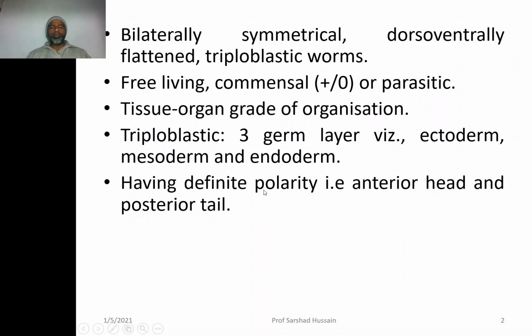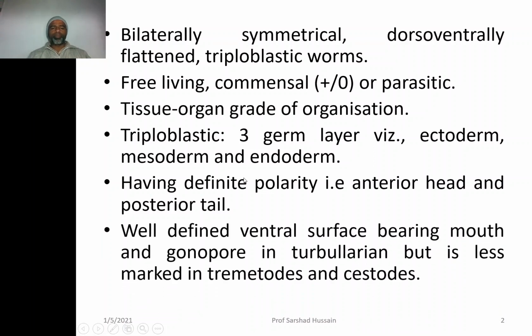Because you always remember that whenever we talk of animals, they have an anterior end having the head and a posterior end having the tail. Till now, we have discussed phylum Protozoa, Porifera, Coelenterata. They were not having polarity. They were not having an anterior end with a head and a posterior end with a tail. But from now onwards, you can see that they have well-defined polarity. They do have a well-defined ventral surface bearing the mouth.